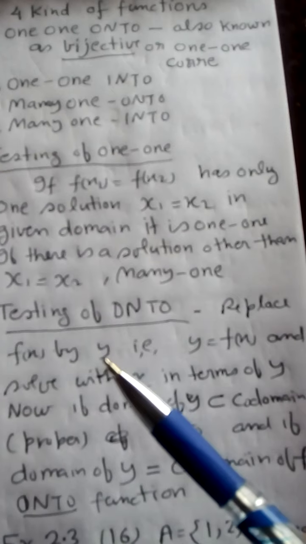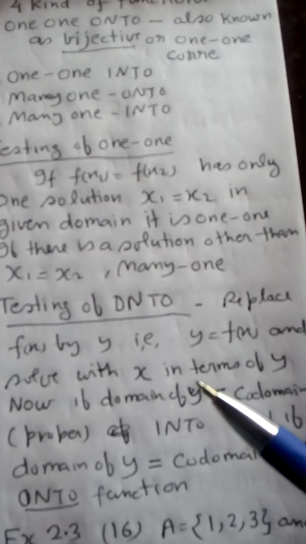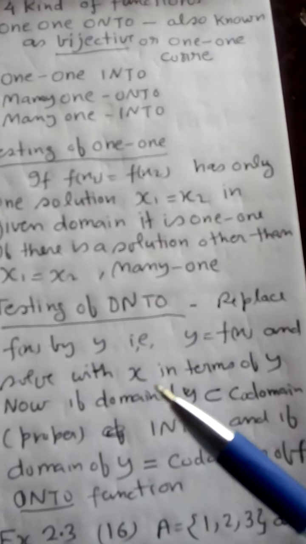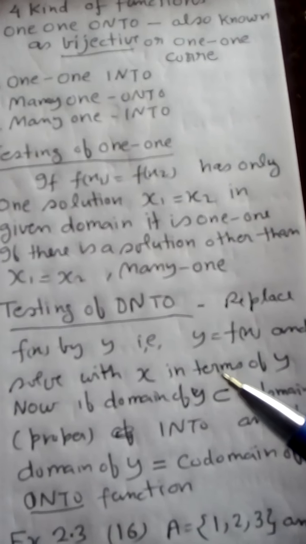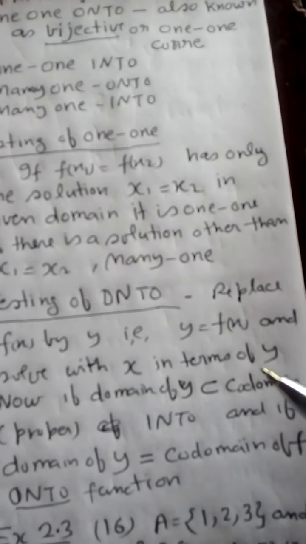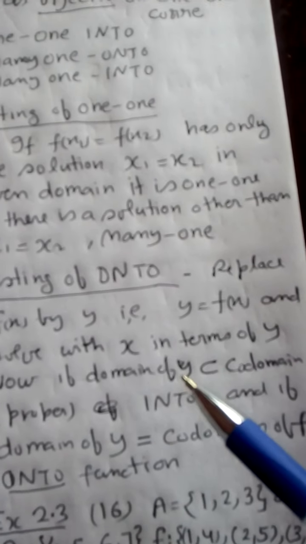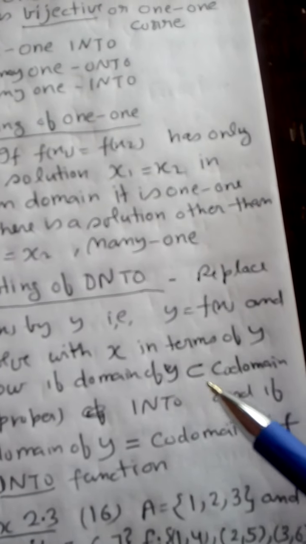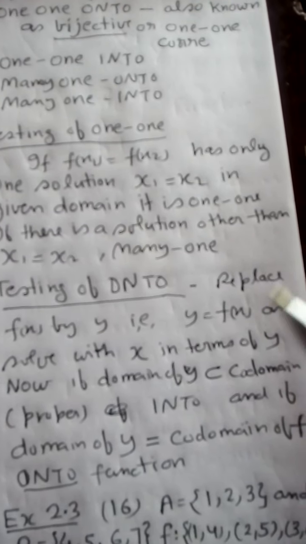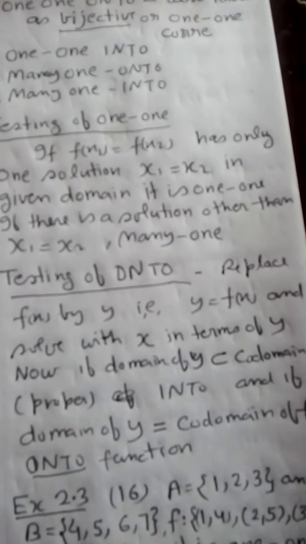For testing of onto, replace f(x) by y. You will get an equation between y and an expression of x, and solve with x as your subject, x in terms of y. Once you express x in terms of y, you should find the domain of the expression of y. If the domain of y which you have found is a subset of the codomain of the function, then it is into, and if the domain of y is equal to the codomain of the function, then it is an onto function.